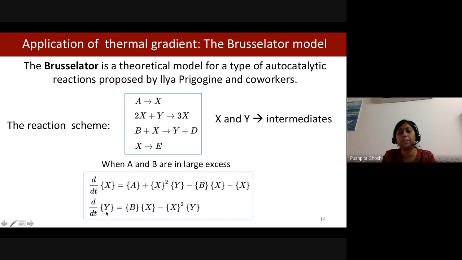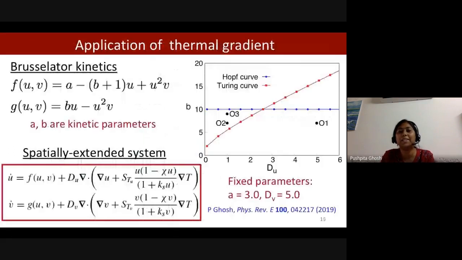You can just write down the equations from here, which come like this: the changes of X and Y with respect to time, in terms of my convenient variables u and v. I just write down this kinetics once again, where A and B are just parameters, which are present in large excess. So these are just like the parameters.